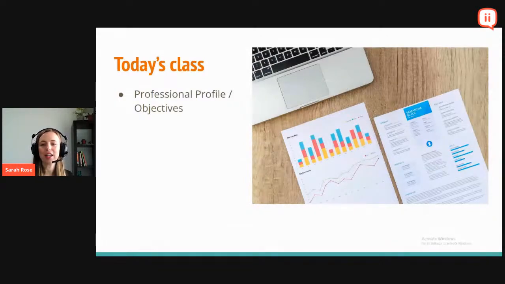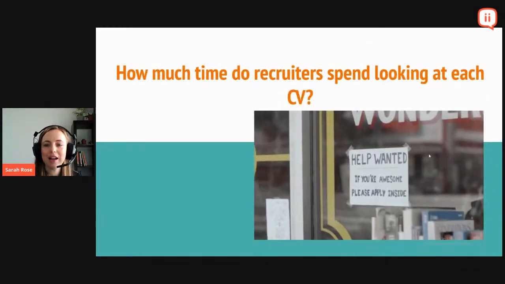So today we are looking at CVs, particularly the professional profile or the objective. This has a lot of names. Sometimes we call it the professional statement, even the personal statement, career goal, career headline. These are all different names for the short section of text that comes at the beginning of your CV, after your name and before everything else, that introduces you to the person who is going to read your CV. And that's what we're going to focus on today. So I hope this is useful, and hopefully we will write our own at the end.